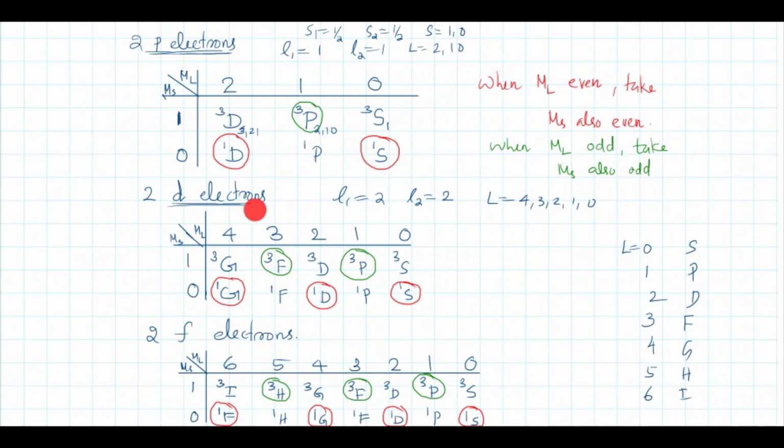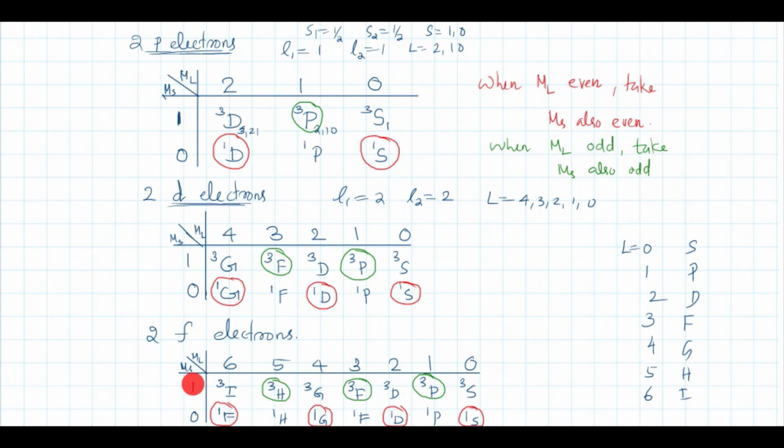For equivalent d electrons, when you take ms as 1, you take ml as 3 or 1, odd ones only. When you take ms as 0, take even ml values. These are the possible spectroscopic terms. If they are non-equivalent, all of these are possible, but for equivalent electrons, only the circled ones are possible.